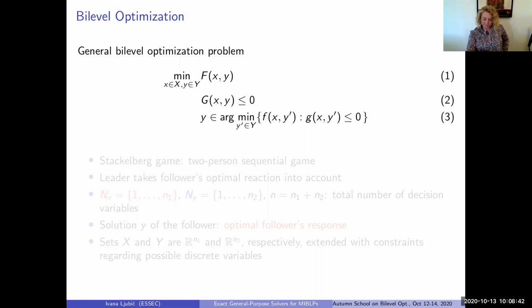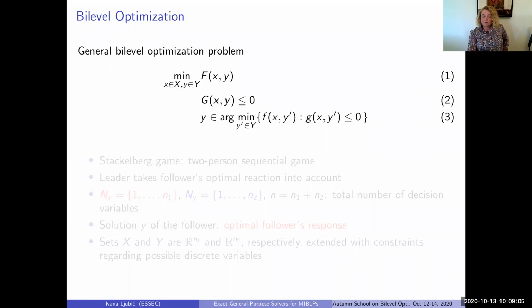In mathematical terms, what we know is that the leader can anticipate the decisions of the follower because we assume that the leader has perfect information regarding what is available to the follower, both in terms of the input parameters and in terms of the objective function that the follower wants to optimize.